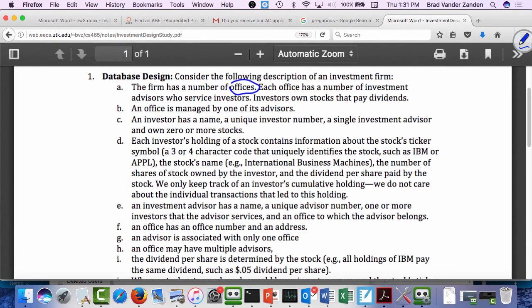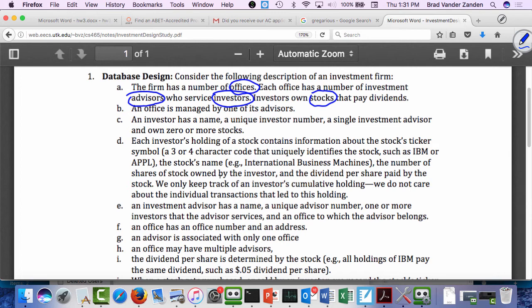Now, offices, that's something physical. Remember, entities tend to have a physical existence. So that seems to be an entity. Each office has a number of investment advisors. Those seem to be something that could be an entity. They're pretty physical. Who service investors. Investors seem like they might be an entity. Investors own stocks. Now, I know stocks are kind of a financial instrument, but companies aren't. It's kind of like you're owning a company. Stocks are a piece of paper, a financial instrument, but stocks sound like they could be an entity.